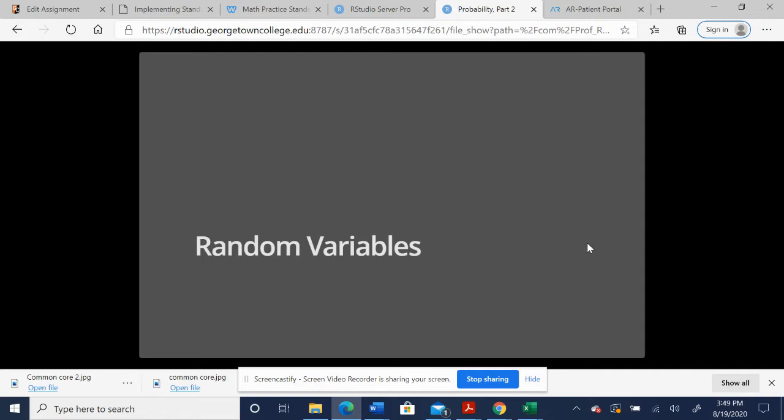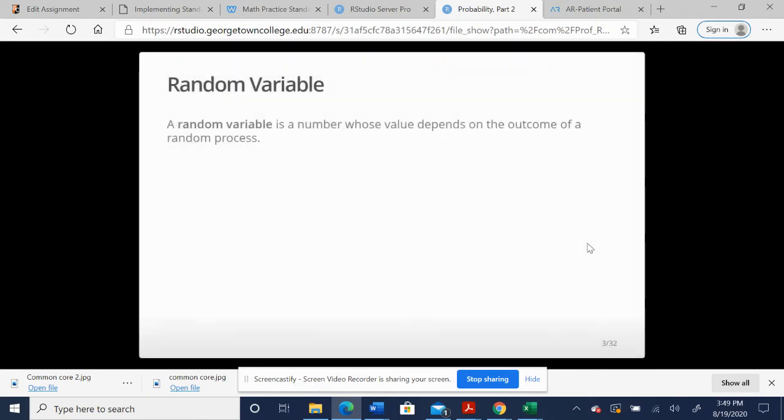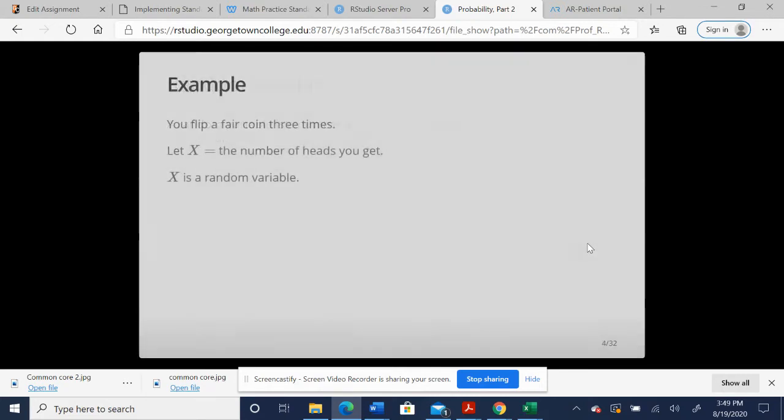Let's think about that from the perspective of random variables. If you're not really sure what a random variable is, it's a number whose value depends on the outcome of a random process. So that might sound a little mathy. So let's look at some examples.